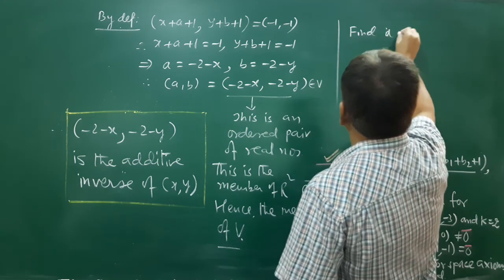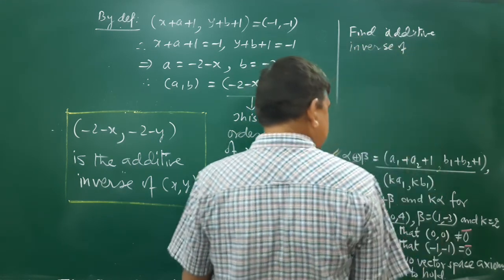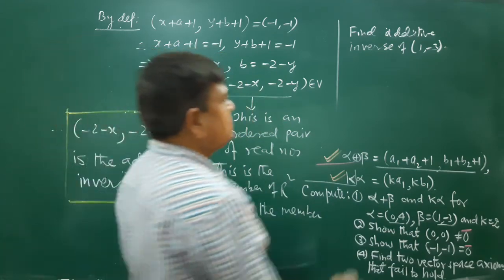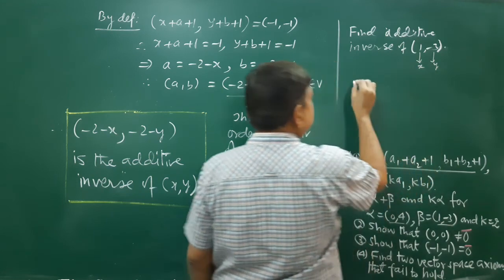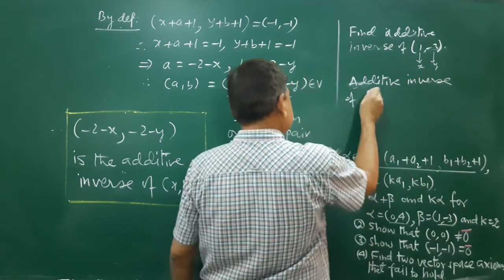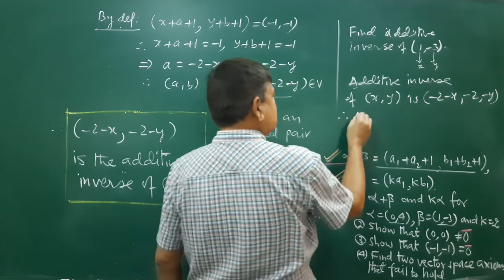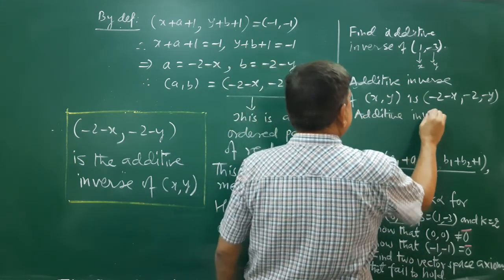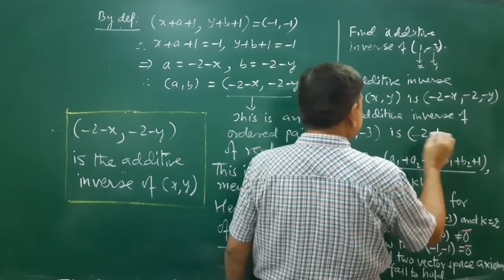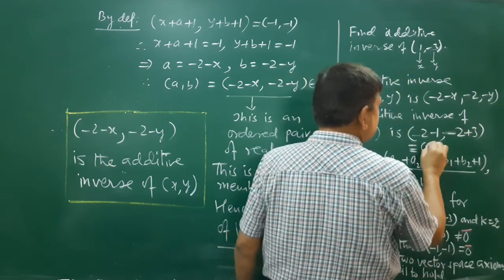Find the additive inverse of, suppose I say, 1 comma minus 3. So here it is x, here it is y. Additive inverse of x comma y is minus 2 minus x, minus 2 minus y. Therefore, additive inverse of 1 comma minus 3 is minus 2 minus 1, minus 2 minus of minus 3, so this will be plus 3? That means this is minus 3 comma 1.